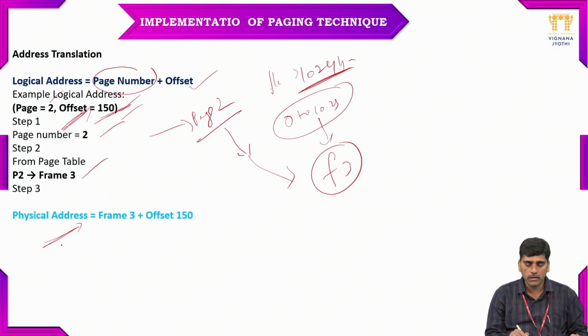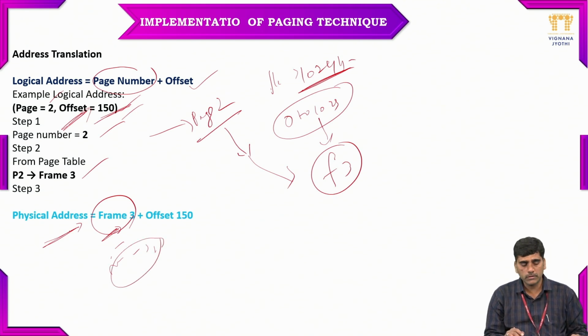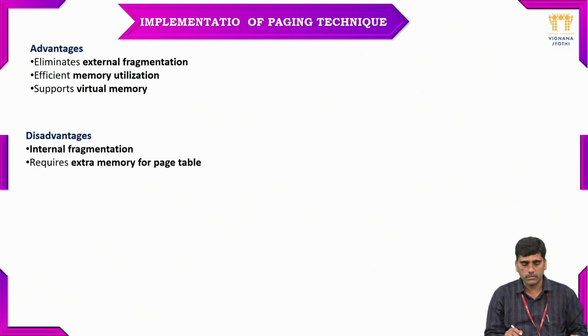So what is the physical address? The physical address contains a frame and an offset. The frame is the one in which page 2 is loaded, which means frame 3. So frame 3 plus offset 150 will be the physical address formed. This is the way we can perform address translation.